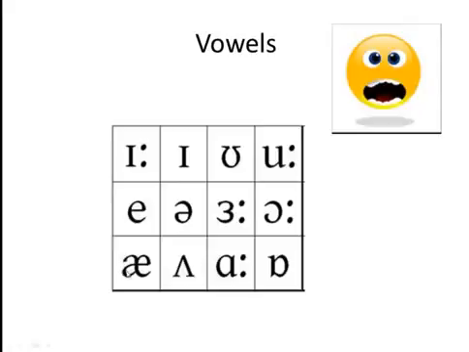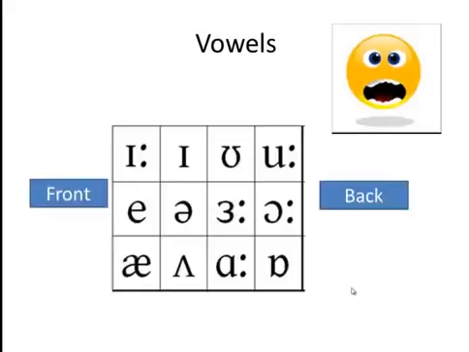This one's a, as in cat. This one's u, as in cup. This one's ar, as in car. And this one's o, as in cot. Again, stop me, see if you can remember what they are, and then rewind and check.